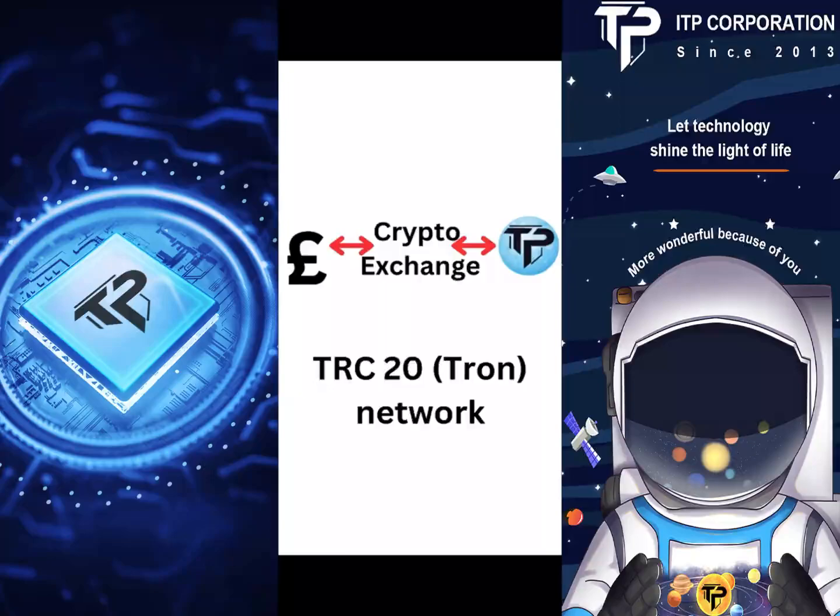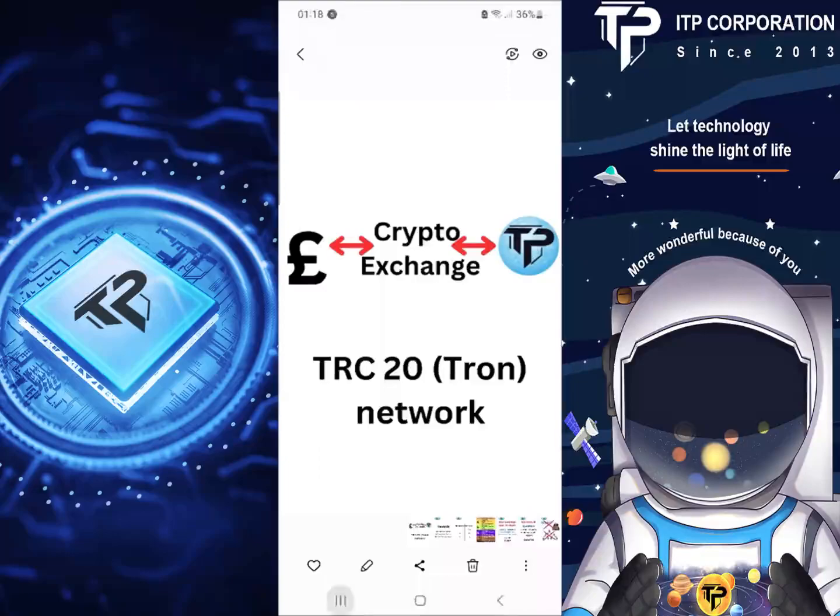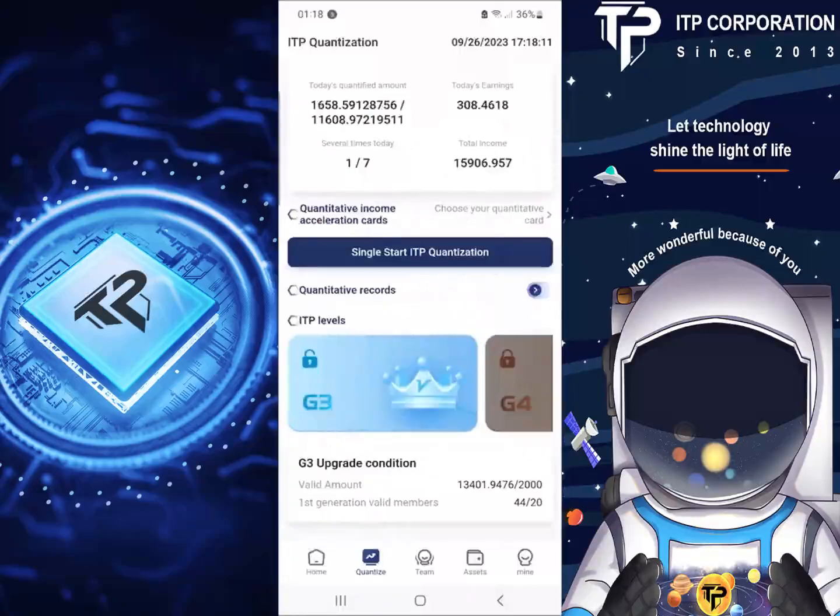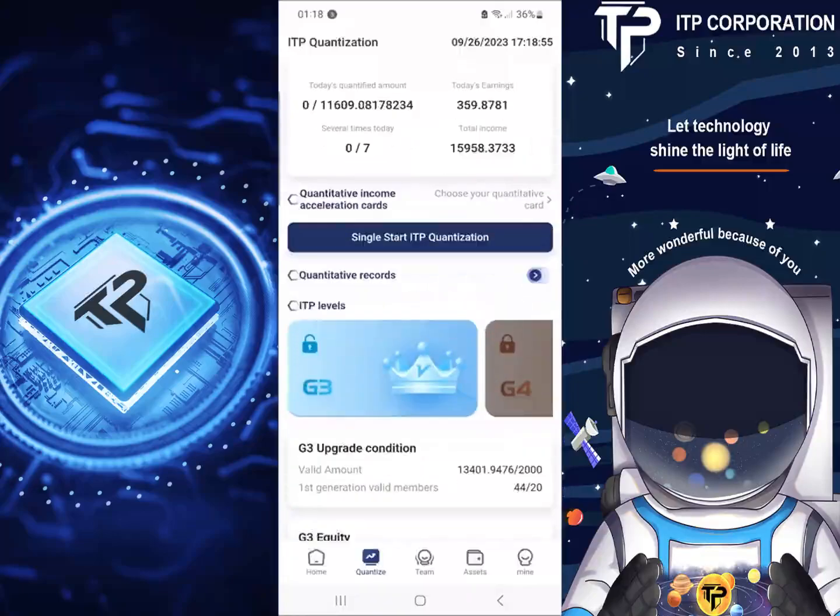Okay, so if I go back to my trading app now, my ITP app, you'll see my trading has finished now. From the quantitative trading, today I've made $359.87. When we add that to my team commission, which we saw earlier on, if I go back to the team page.